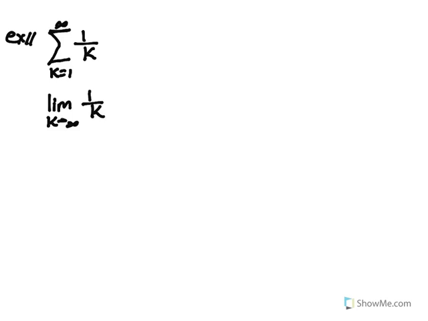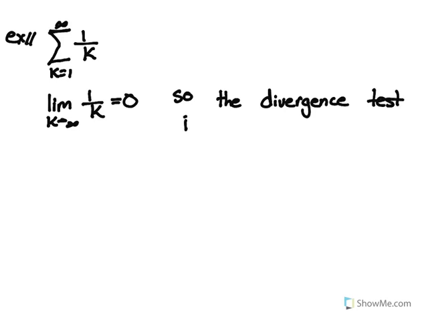But let's finish off with one last example. So let's consider the series sum of 1 over k, k equals 1 to infinity. And does this converge or diverge? So again, we want to use the divergence test as a starter. The limit as k goes to infinity of the individual terms 1 over k is equal to 0. So what does the divergence test tell us? Well, it doesn't tell us anything. So the divergence test is not useful here.